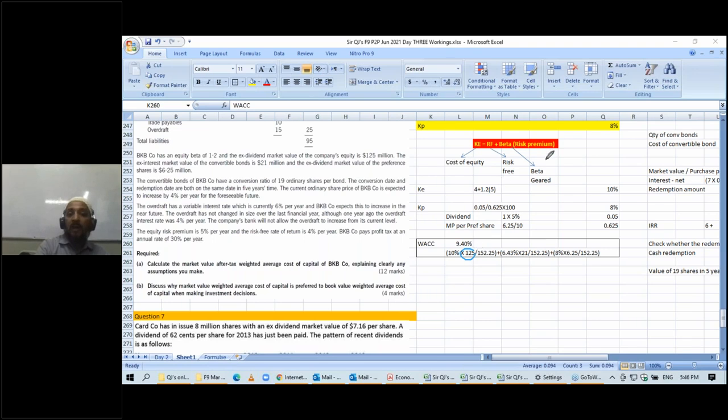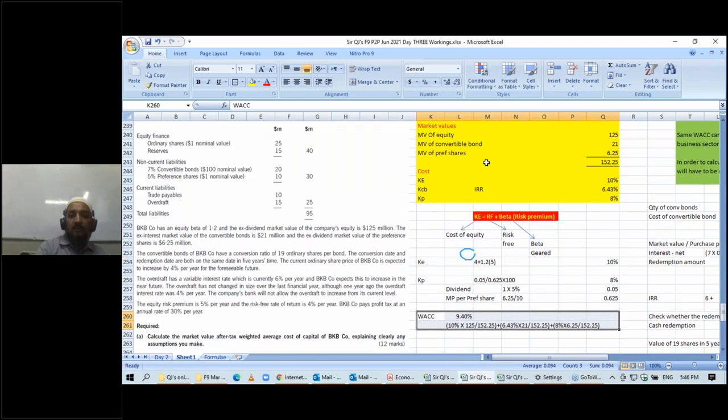Okay, one of the questions was, how did I get the $5 market price? So it is like this. Look, the market value of all the shares is 125 million, right? And ordinary shares are 25, right? So 125 divided by 25 gives you the price of one share. So that's how I get it. Okay.